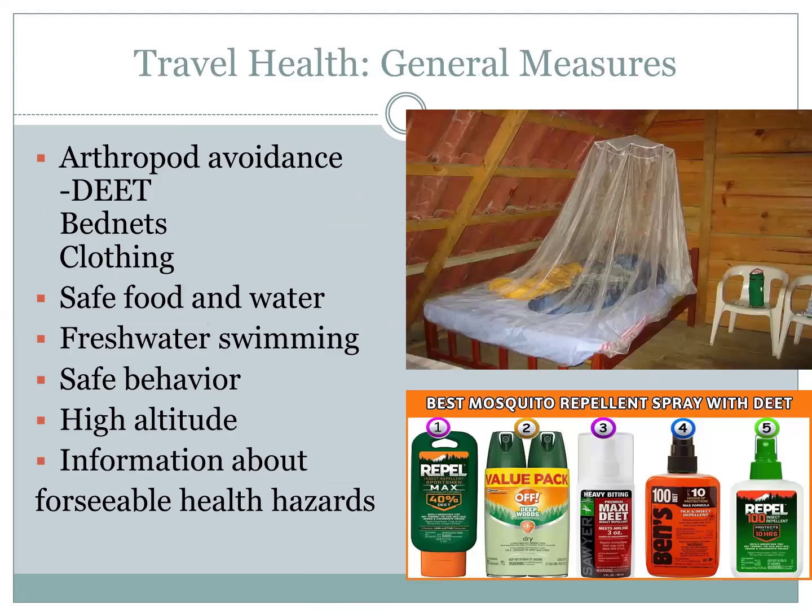Then overall, the measures recommended for prevention of disease include using insect repellent, using bed nets, wearing full clothing, and consuming safe food and water. Avoid swimming if the status of water safety is unclear, for prevention of schistosomiasis. Practice safe behavior, and avoid high altitude because there is less oxygen as one progresses in altitude. And one should have information about foreseeable health risks or health hazards.